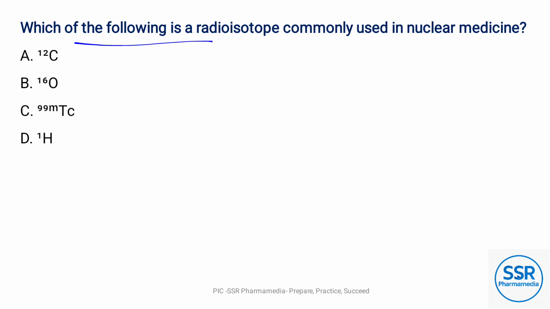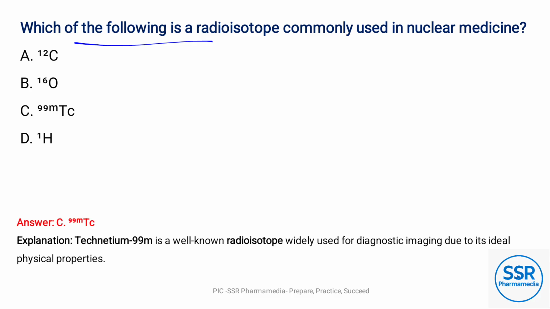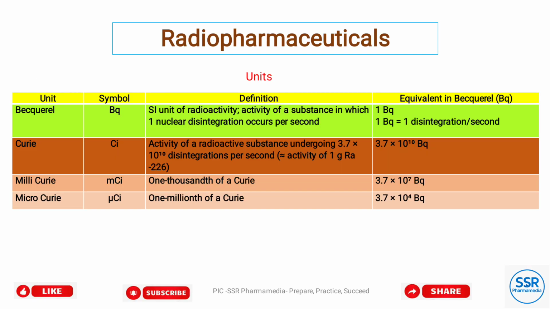Which of the following is a radioisotope commonly used in nuclear medicine? So option C, technetium-99m. So next are the units of radioactivity: becquerel, curie, millicurie, microcurie. So these are the units of radioactivity.